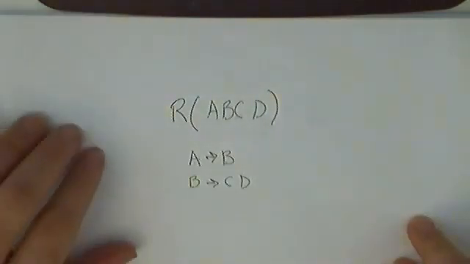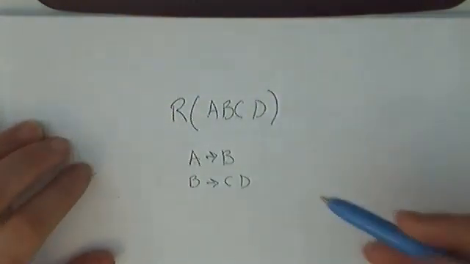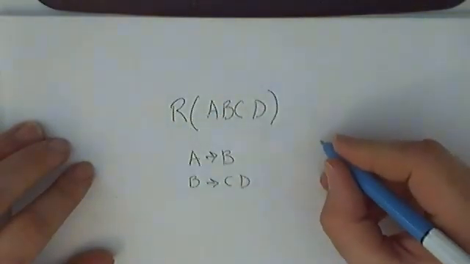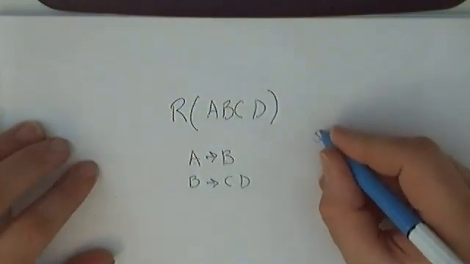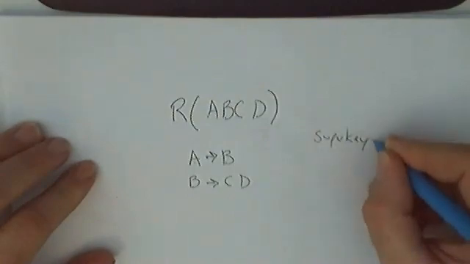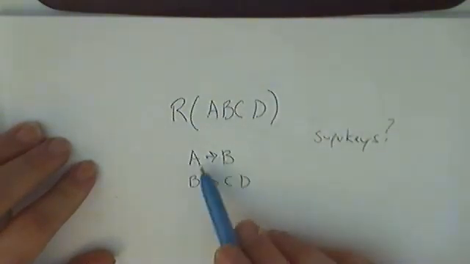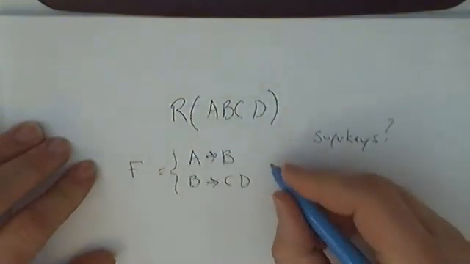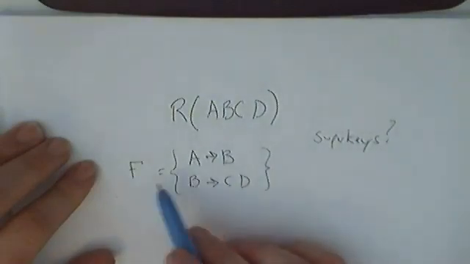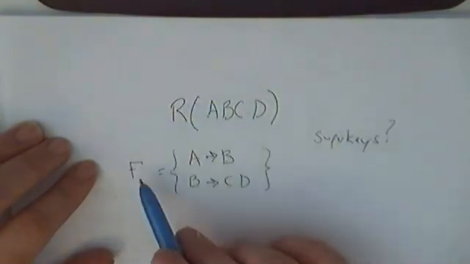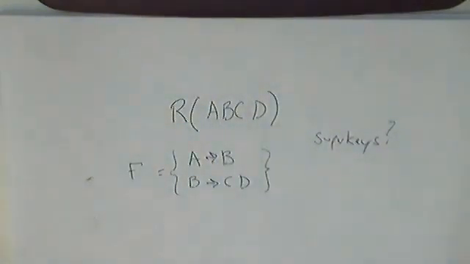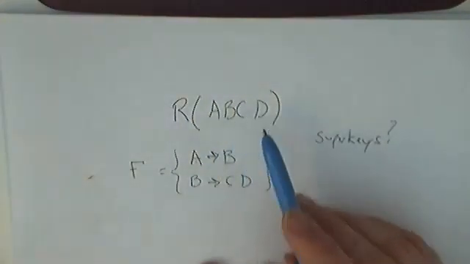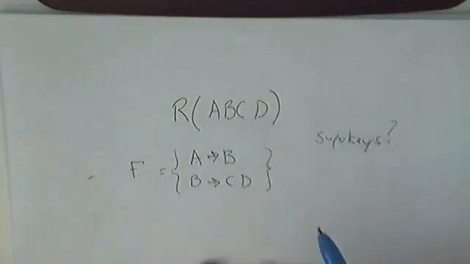What we talked about last time was the question of, under these functional dependencies, what are the superkeys? Usually F equals this set of functional dependencies. The question is, when R is under F, what are the superkeys of R? All of them together, A, B, C, D, is always going to be a superkey. But in this case, do we have any other superkeys?